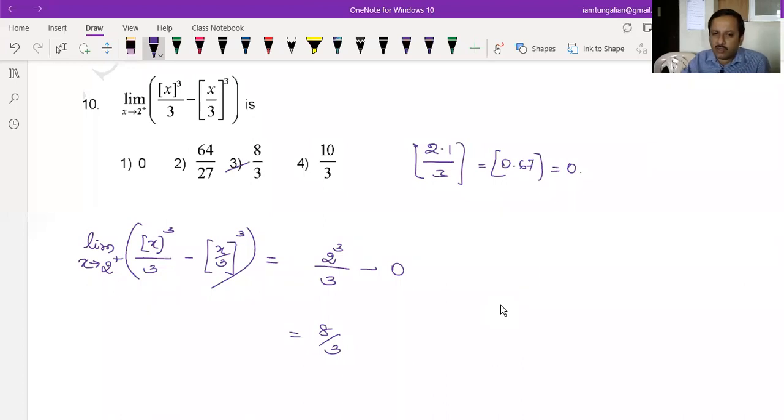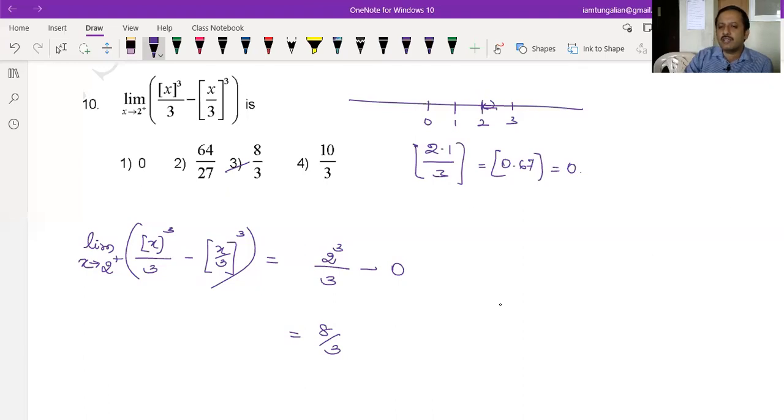Now you might be thinking, sir, why did you take x is equal to 2.1 only? If I take anything other than 2.1 also, this result is true. When I say x is approaching 2 plus, imagine this as the real line, which is straight. Here is 0, 1, 2, 3, etc. x approaching 2 from right side means x should be in this interval. So x value may be around 2.2, 2.1, 2.05, 2.01, 2.001, etc.